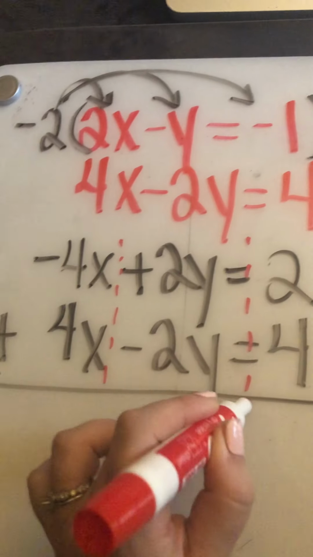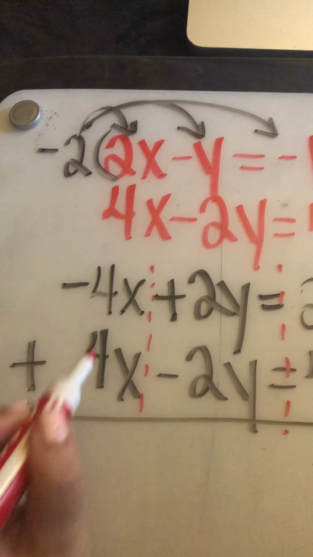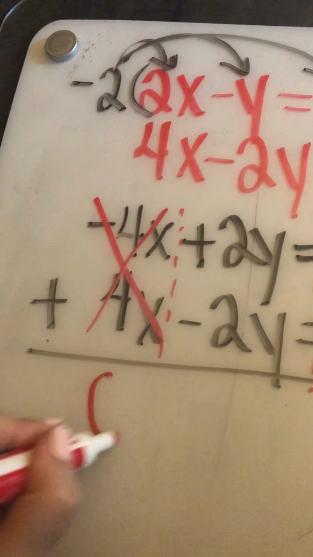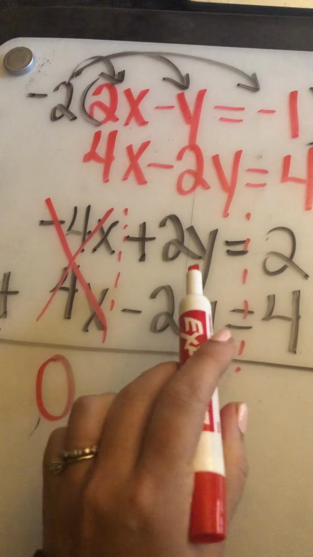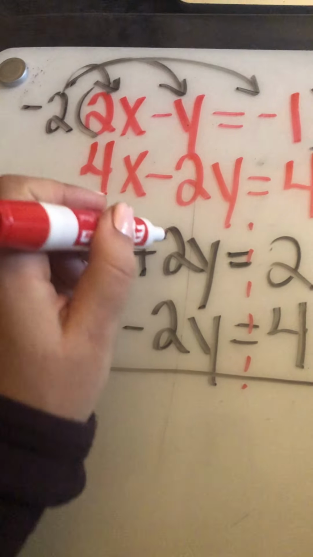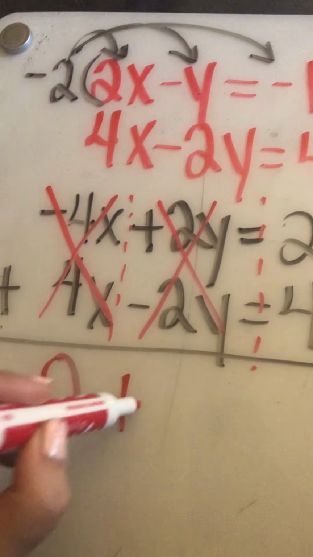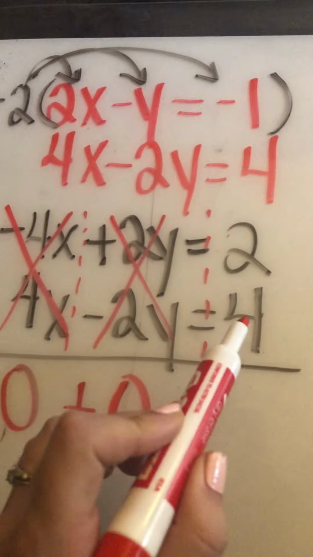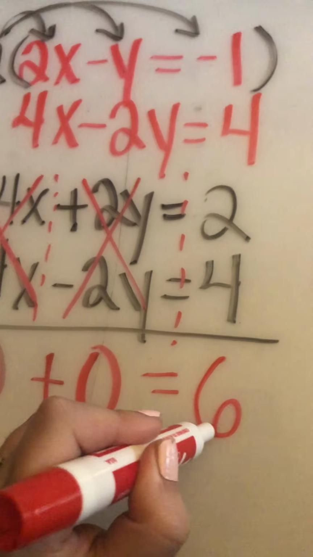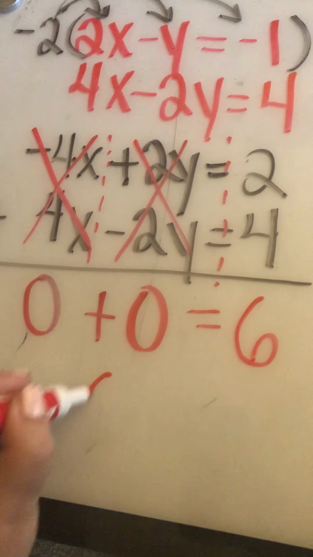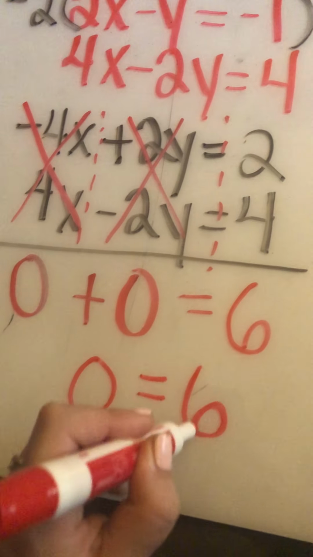So I'll make my lines. So negative 4x plus 4x will eliminate. We'll get 0. Okay? 2y plus negative 2y also eliminates. So we get another 0 equals 2 plus 4 gives us 6. If I simplify the left side, 0 plus 0, I get 0 equals 6.